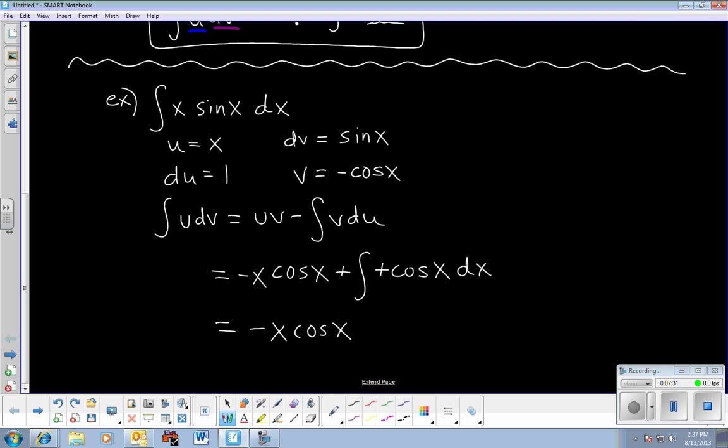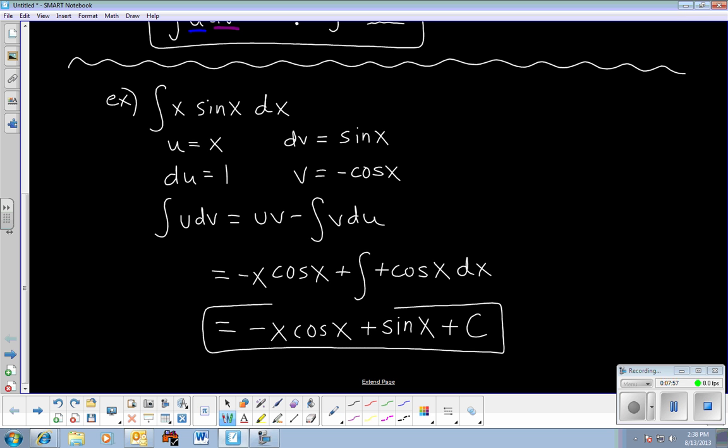The integral of cosine is positive sine. And because we are proper calc students, we're going to put a little plus c on the end. And there we go. So overall, the integral of x sine x is negative x cosine x plus sine x plus c. All right, so there's a good example of an integration by parts. All right, let's turn the page. Try another example.